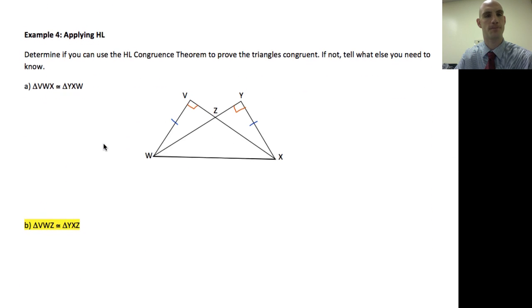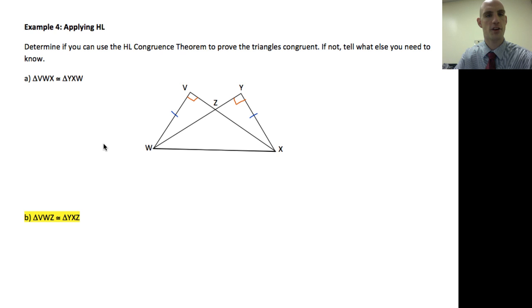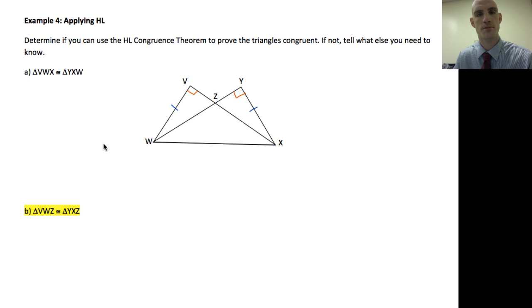Let's look down below here. Determine if you can use the hypotenuse leg congruence theorem to prove the triangles congruent. If not, tell what else you would need to know. So VWX, so it's the big one here. And I want YXW, so the two big ones that kind of face in. Here's what I'm going to do. I'm going to pull them out so you can see kind of what's going on here.